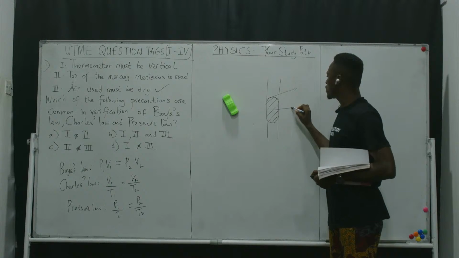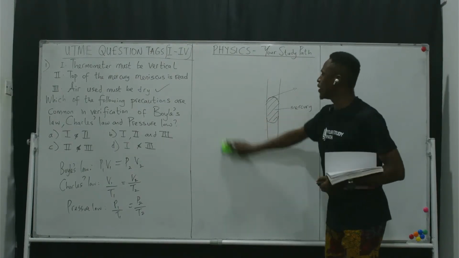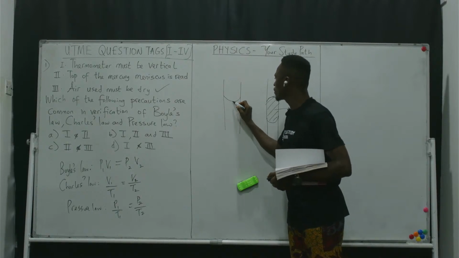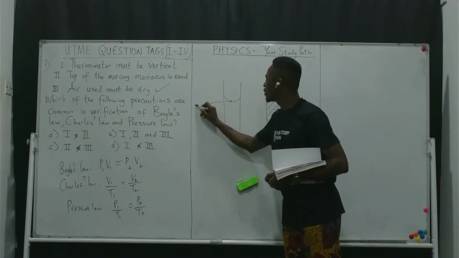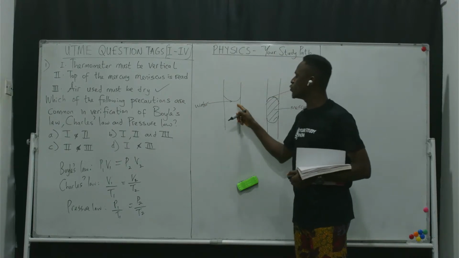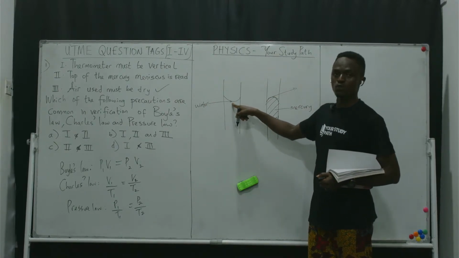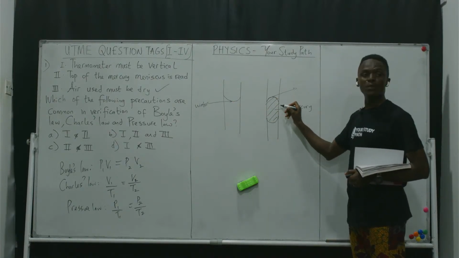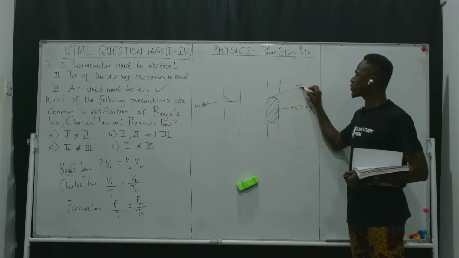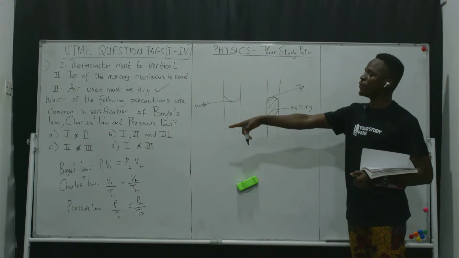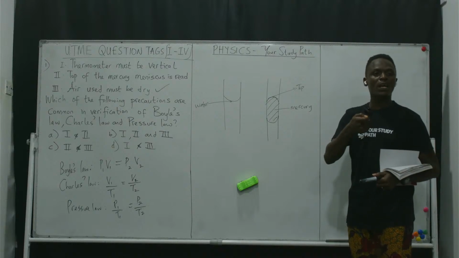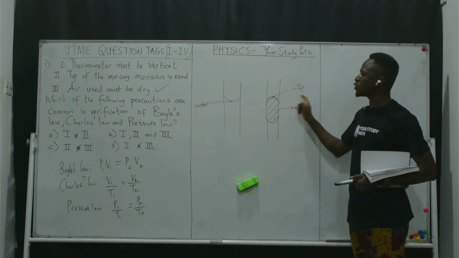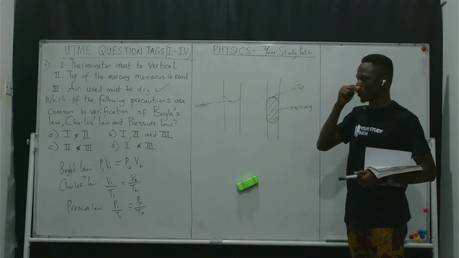Remember, this represents mercury, whereas if you are dealing with water, you are expected to read the bottom of the meniscus. Whereas for mercury, because of its shape, you are expected to read the top of the meniscus. So whenever you are to determine Charles law, measuring temperature with volume, you are expected to read the top of the meniscus.